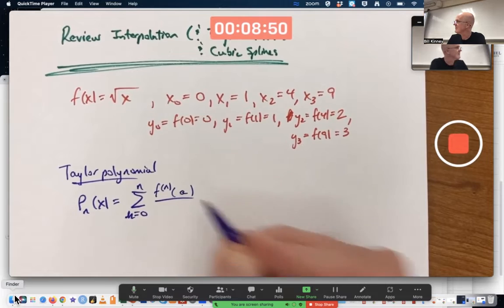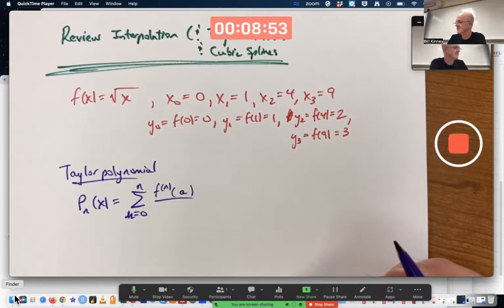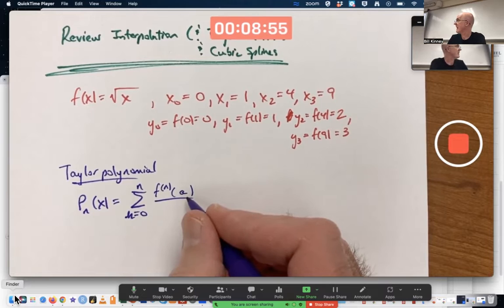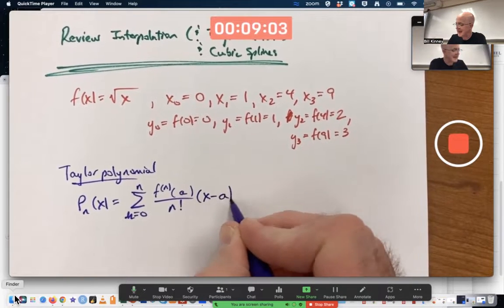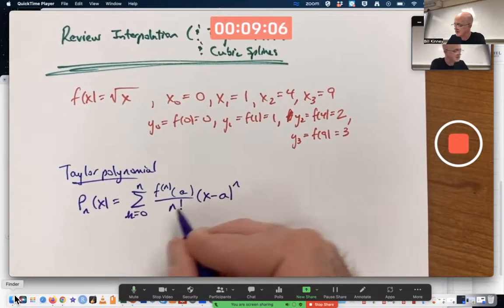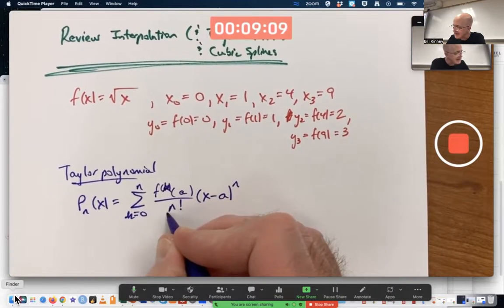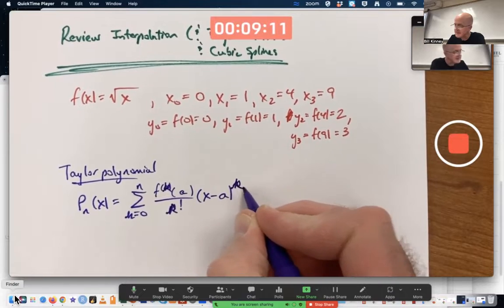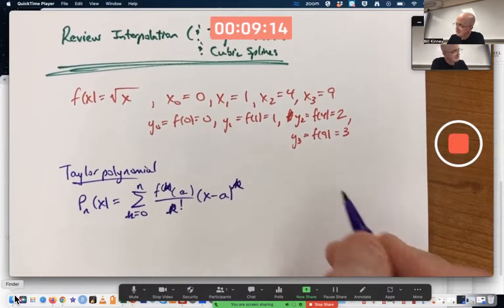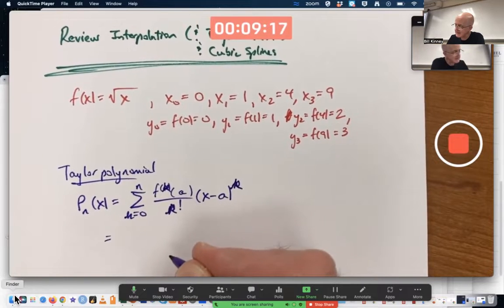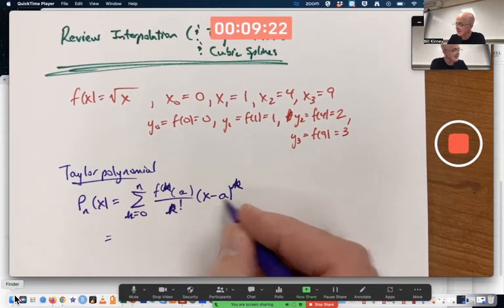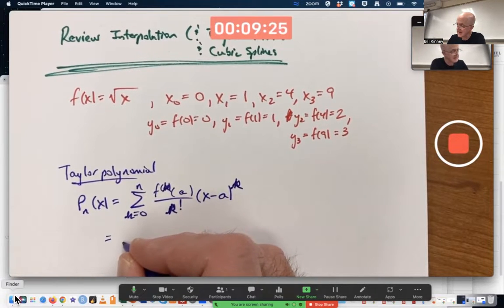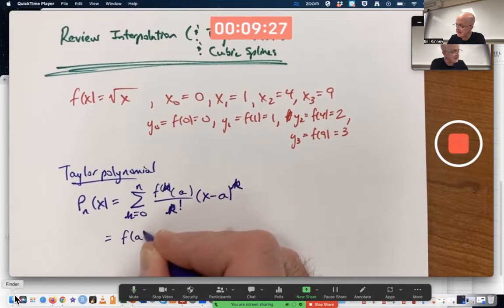I'll put an a here to sort of represent an arbitrary number. Our book uses an x0, but I'm actually going to use x1 for our example here. Divide by k factorial and multiply times x minus a to the k power. Oops, k power, sorry. Not n. Replace all those n's with k's. So if you expand this out, when k is 0, 0 factorial is 1. The 0th derivative is the function itself. Raise something to the 0 power, you get 1. The first term, the constant term, is f of a.